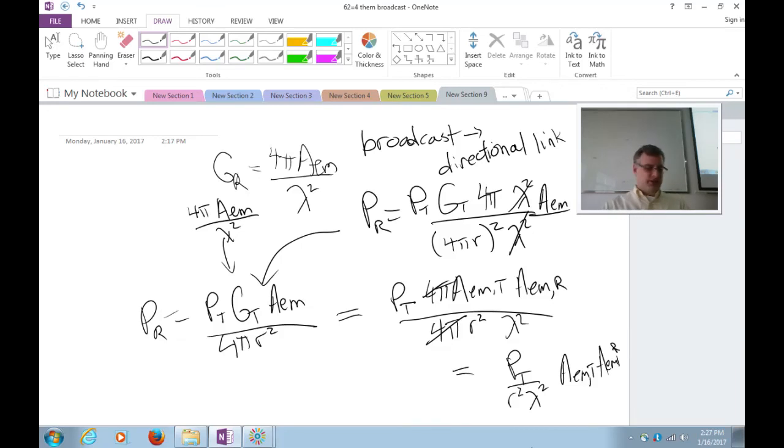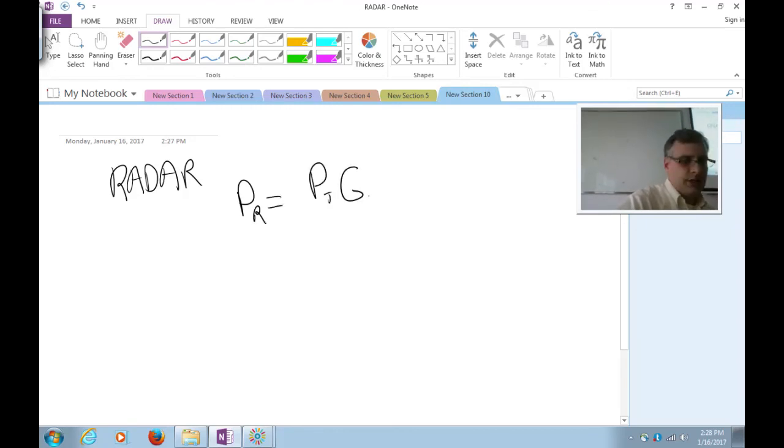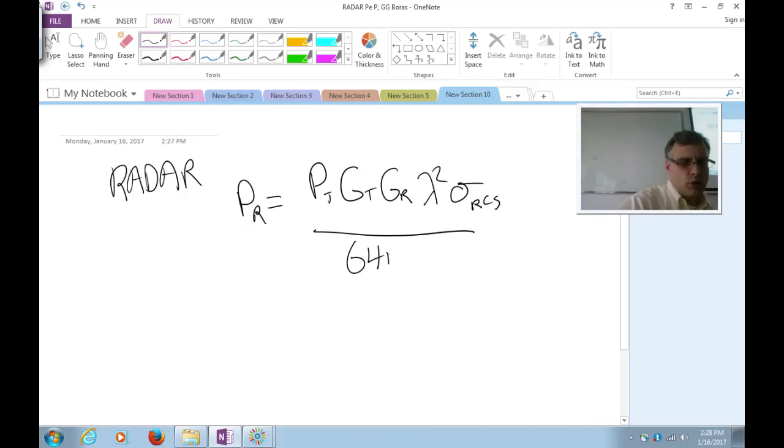So then to summarize with the radar equation, what you find is some of these exact same trade-offs in that second form of the equation that I put on the board. PR is equal to PT, G transmit, G receive, lambda squared, sigma RCS over 64 pi cubed r squared. Oftentimes, if this is a true monostatic link, this is the same antenna, which means you can write this as GR squared or GT squared.